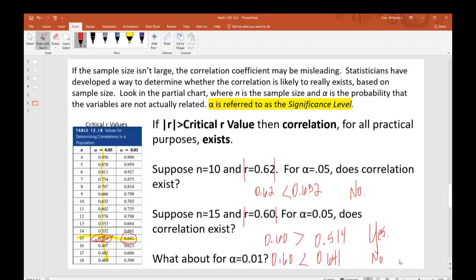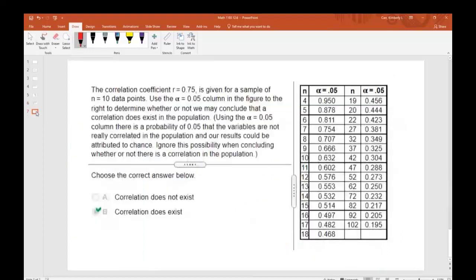We would say correlation exists at a significance level of 0.05 or 5% significance, but it does not exist at 1% significance. Because again, it depends on how sure you need to be that you're correct. This would be 99% probability I'm correct, and this one would just be a 95% probability I'm correct. So if you decrease alpha, it raises the bar on whether or not you're going to say correlation exists.